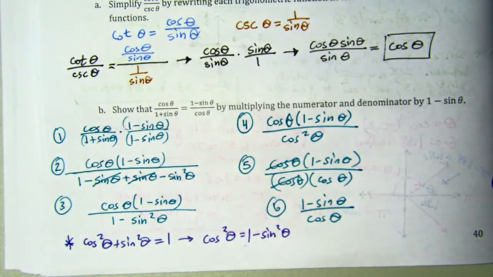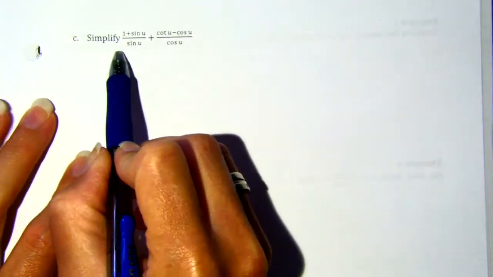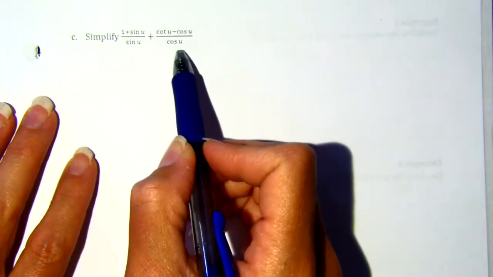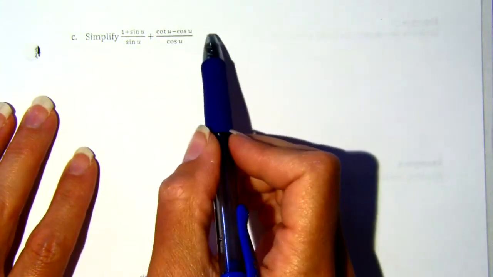Here we want to simplify. And we have two fractions that are being added together. When we add fractions together, we need to make a common denominator. So we're going to multiply the left side by cosine of u over cosine of u to get a common denominator. And on the right side, we're going to multiply by sine of u over sine of u.